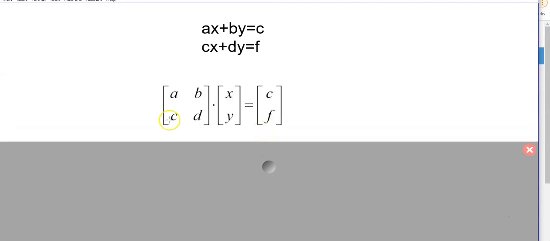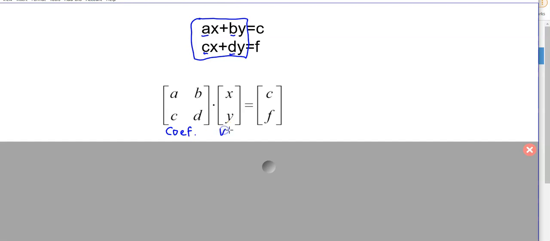This is what I would call the coefficient matrix. What I mean by that is if you look at the coefficients, we talked about that before with Cramer's rule. It's just all the coefficients in front of x, in front of y, those four coefficients.